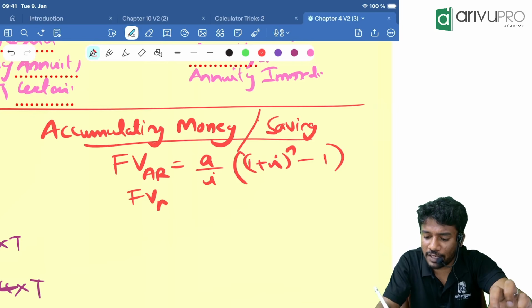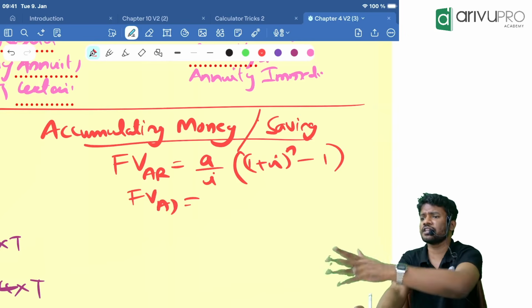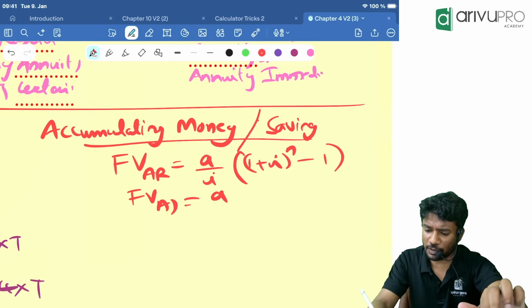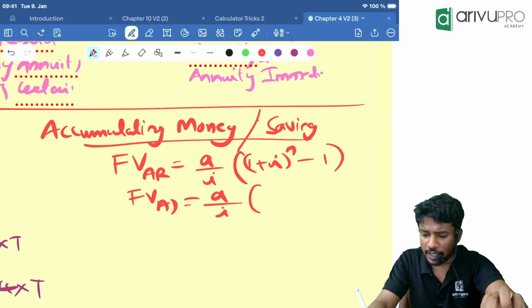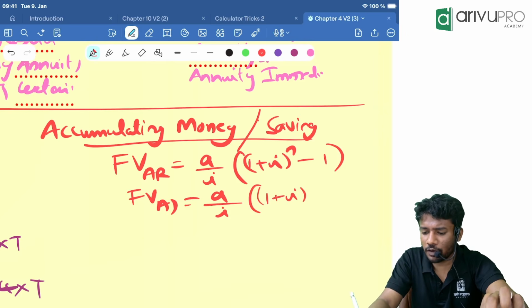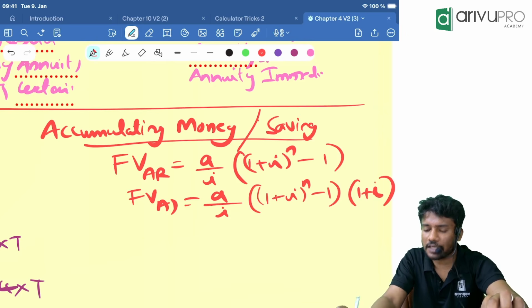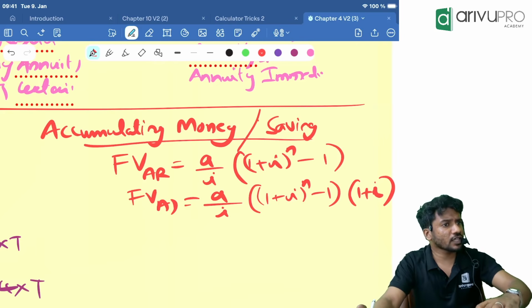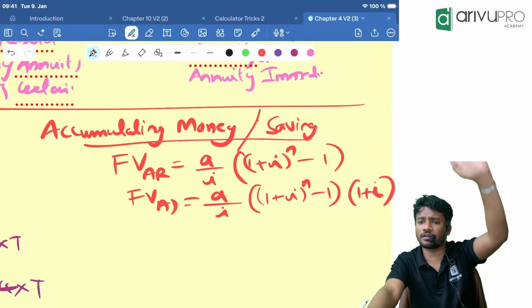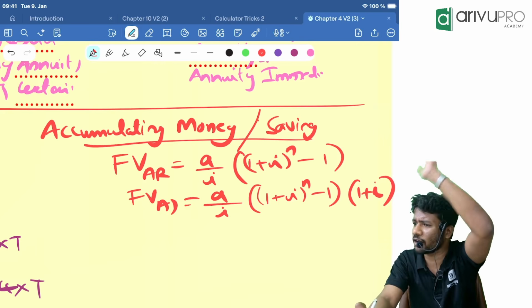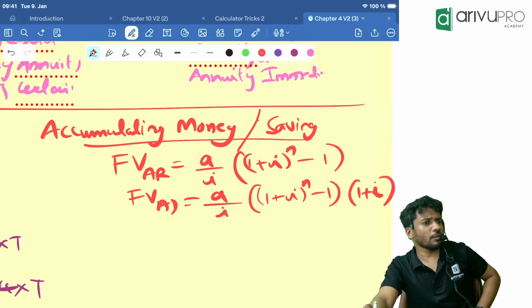What is the formula for annuity due? You will multiply it with 1 plus i. Then you get the formula for annuity due: A by i into (1 plus i) the whole power n minus 1, into what? 1 plus i. Here i is what? The interest rate. Then what else is there? n is what? Number of periods. Whatever we have studied in compound interest is the same over here.